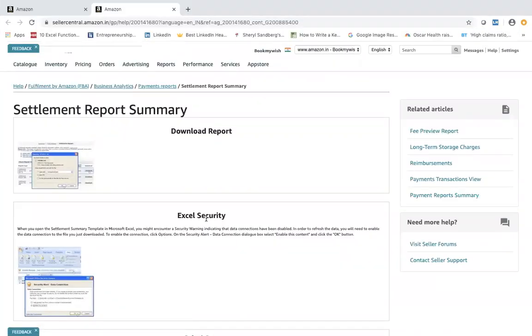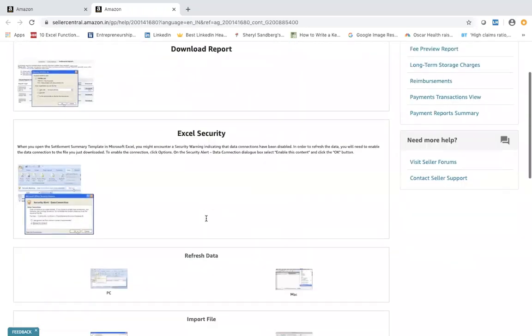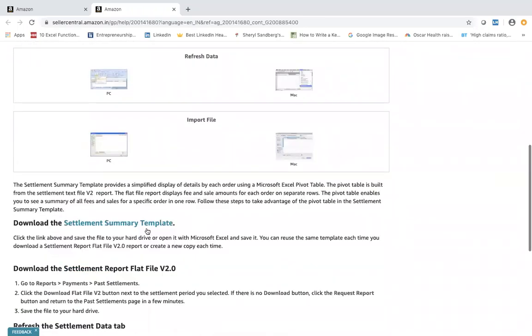Just open this link up. You will be guided onto this page where there is a settlement summary template. If you click on this settlement summary template, just save it in your hard drive, and I'll show you how you can use this template to manually reconcile your accounts.